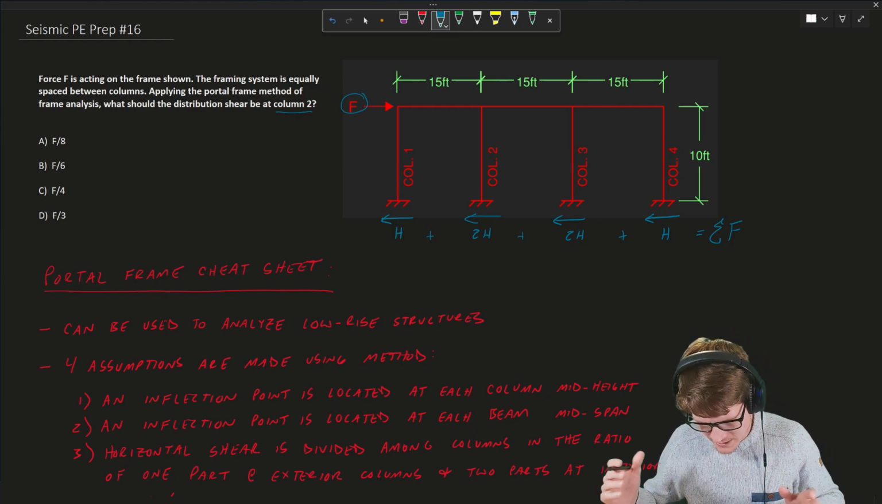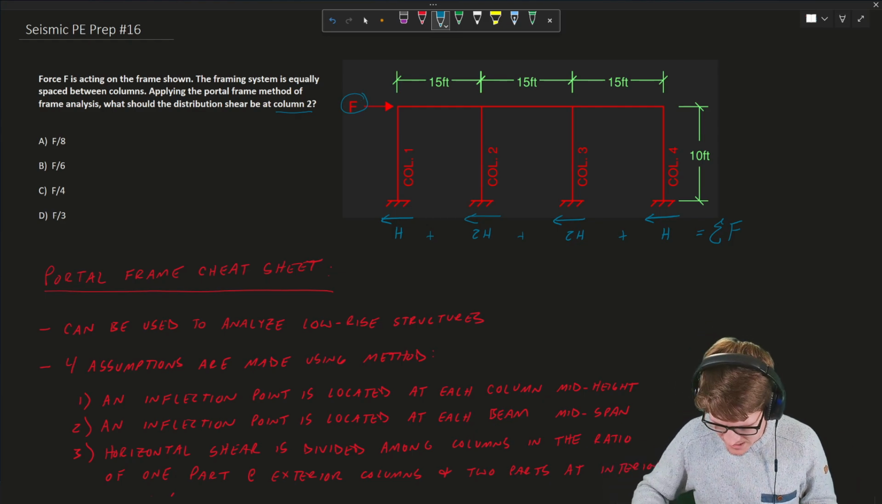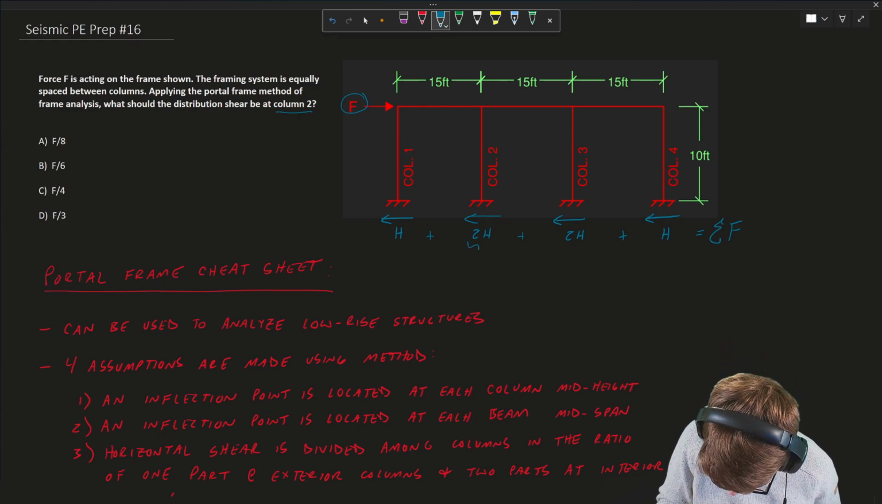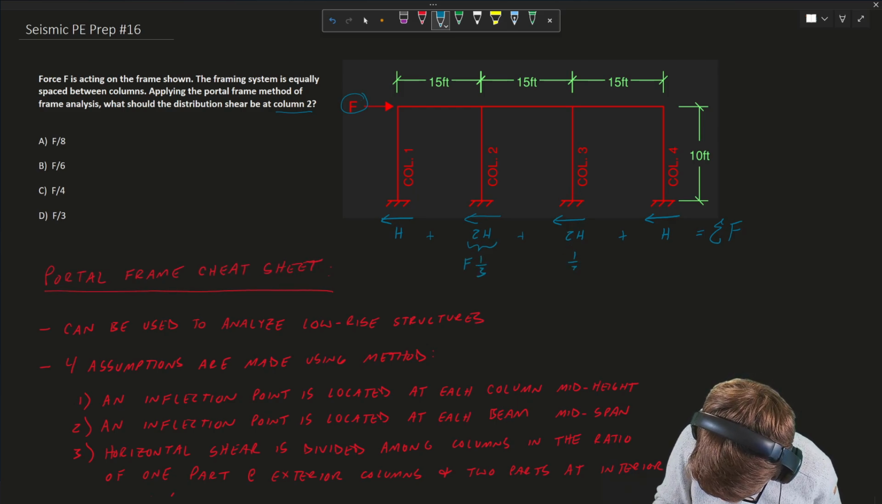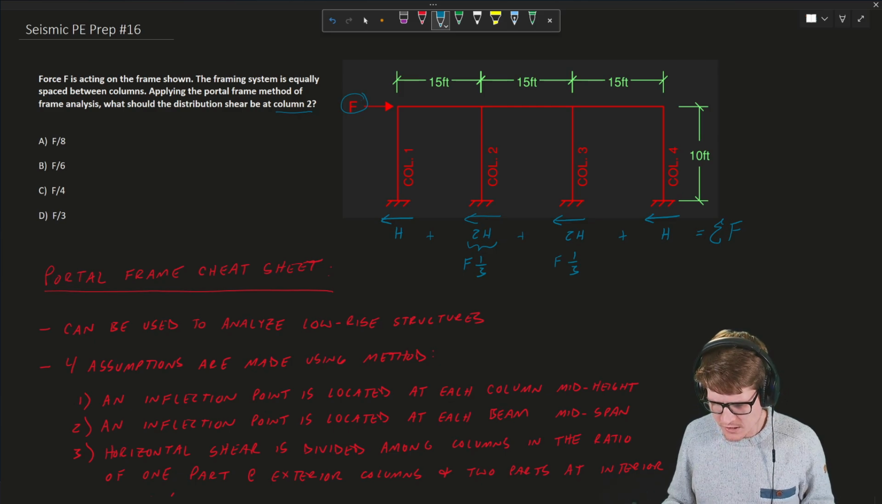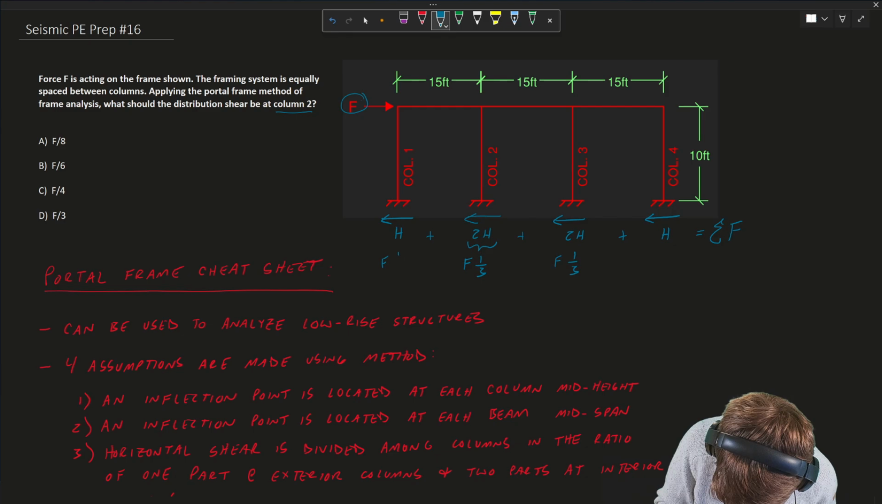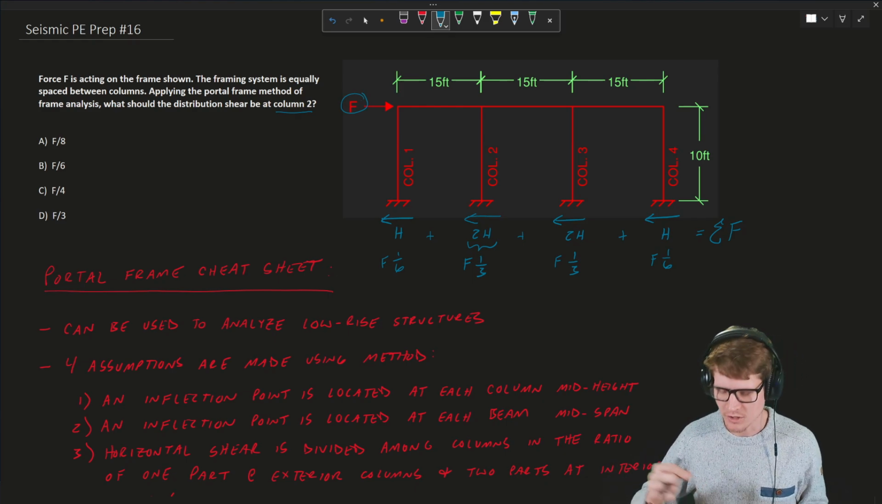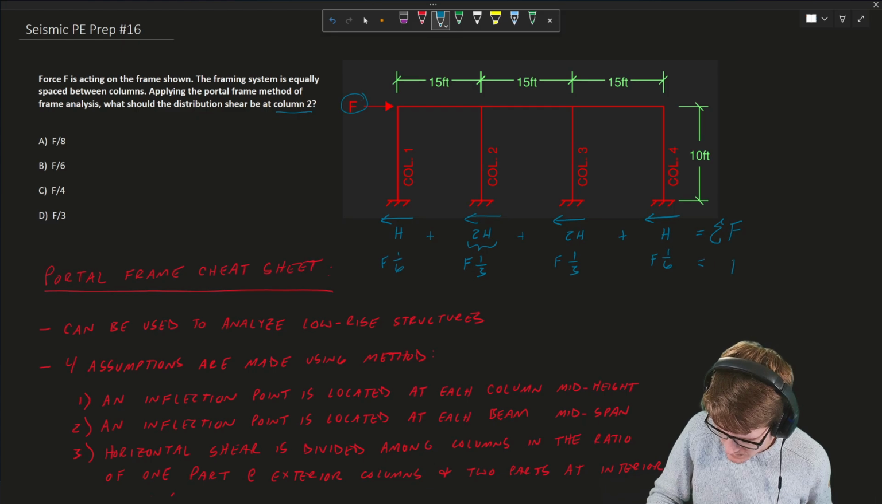And so, you could do some fractions in your head and say, all right, well, let's see. I believe this would spit out to be 1/3 of F, and that would equal column 3, so that would also be 1/3 of F. So that's 2/3 of F, and then 1/2 of 1/3 is 1/6. So 1/6 of F and 1/6 of F. 1/6 plus 1/6 is another third. That makes 3/3, which makes 1. So that would equal F.